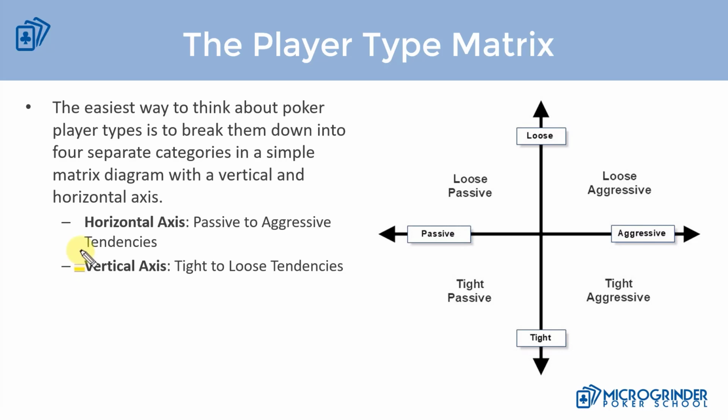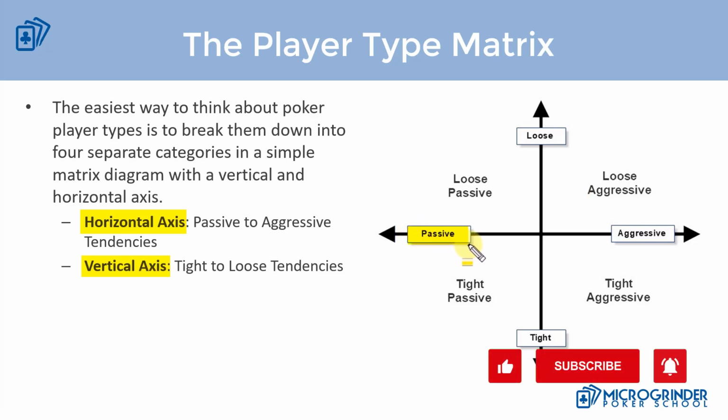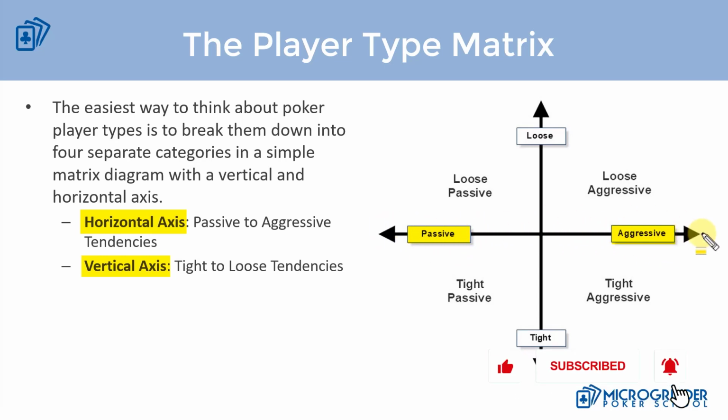So what you're going to notice is that we have a horizontal axis that goes from passive to aggressive tendencies. And then we have a vertical axis which looks at tight to loose tendencies. Any single opponent we're playing against is going to be more on the passive side when they play or more on the aggressive side. And they can be anywhere along the spectrum. They can be highly passive, moderately passive, or just slightly passive, and same thing for aggressive. They can be slightly aggressive, moderately aggressive, or very aggressive.